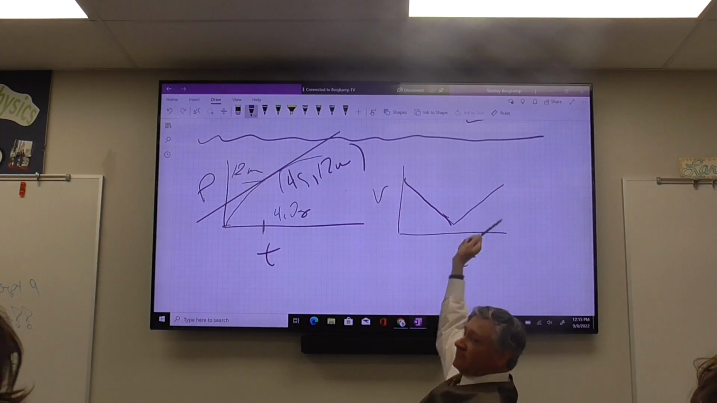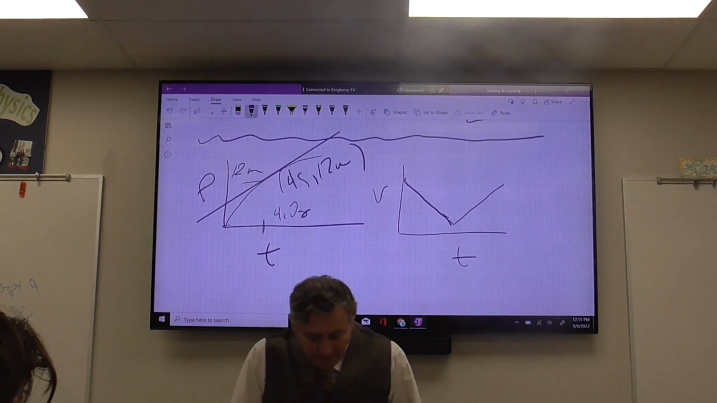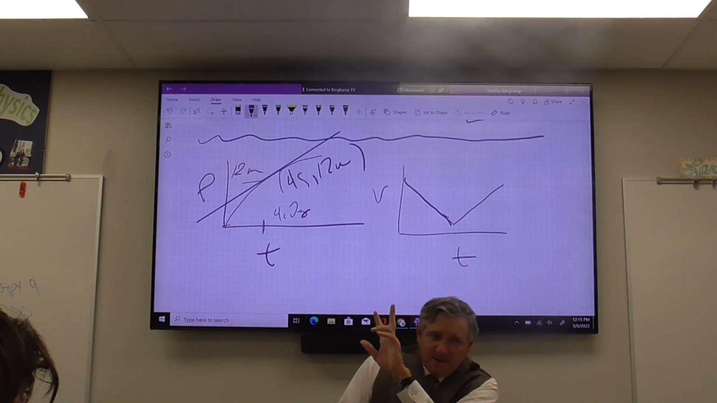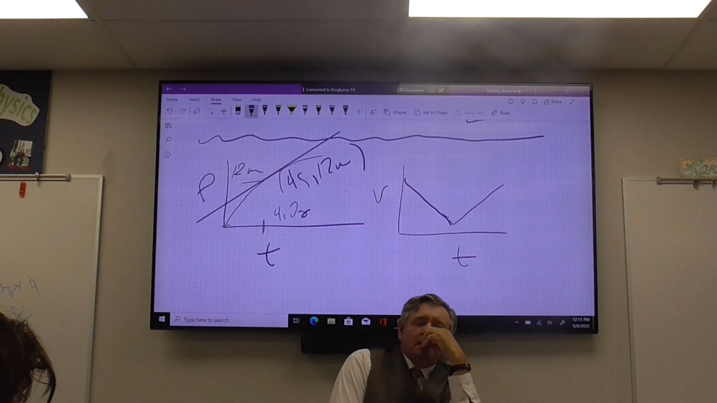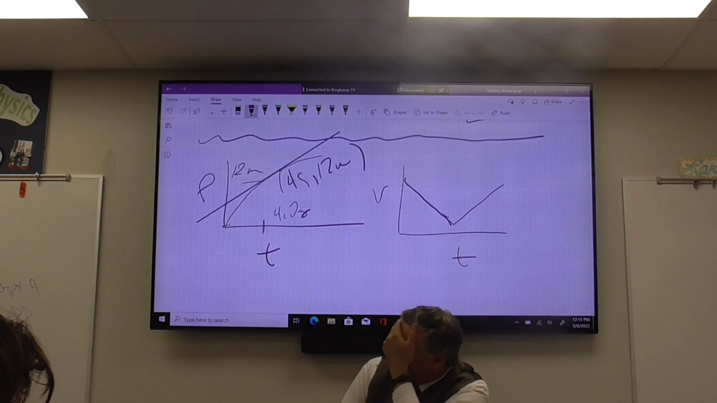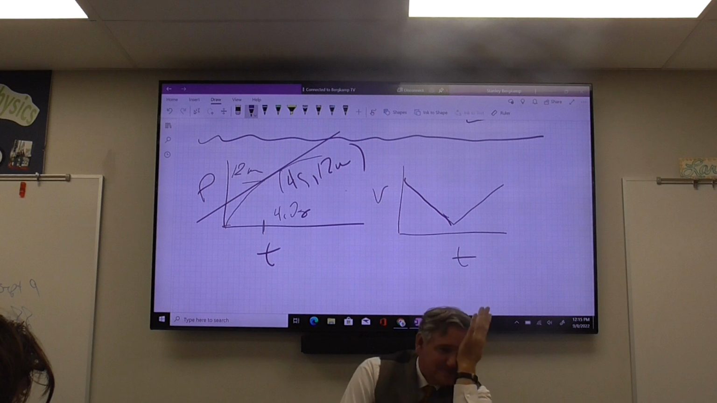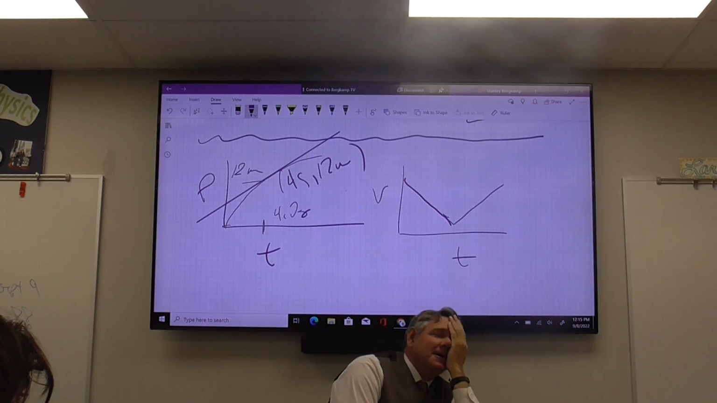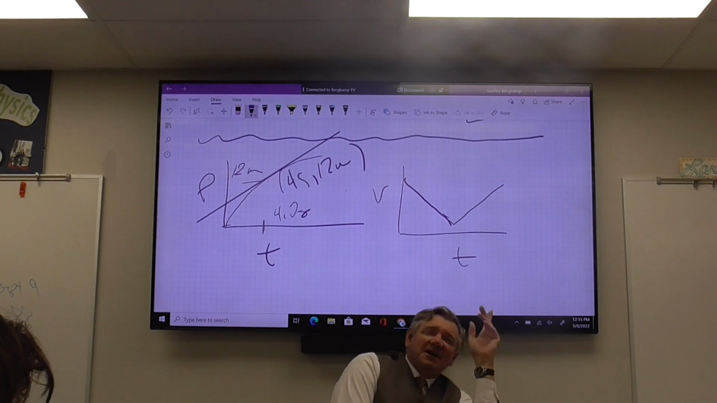Here's my velocity time graph. Did the slope of my velocity time graph change sign? Yes. Look at the line. I said yes and you looked confused. Okay.